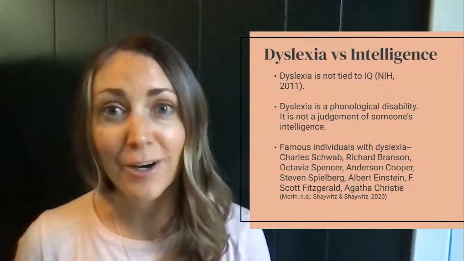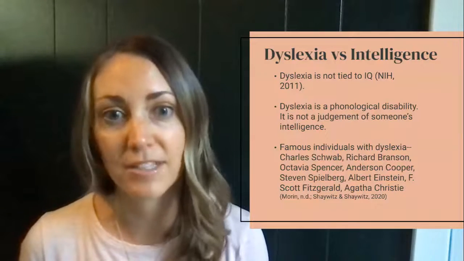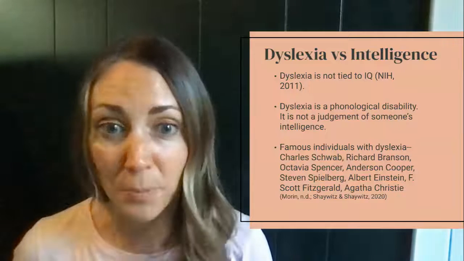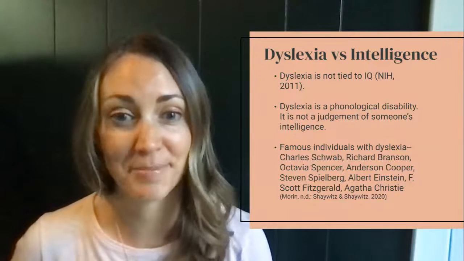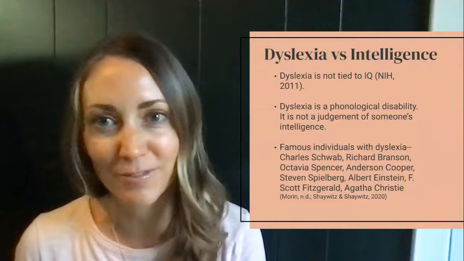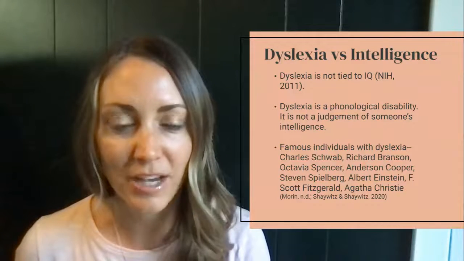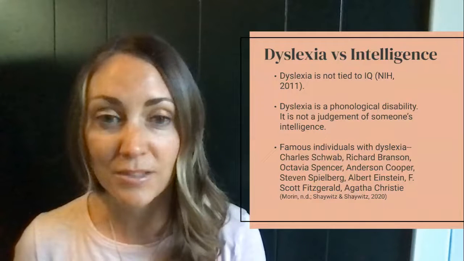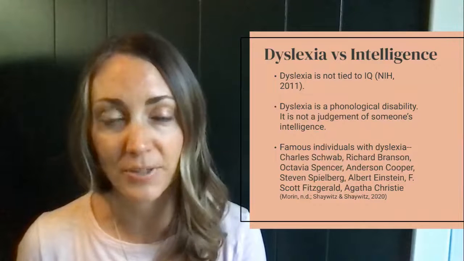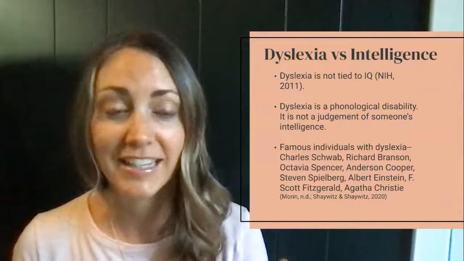And furthermore, there are many, many, many famous people who are incredibly successful and brilliant who have dyslexia. They include Charles Schwab, Richard Branson, Octavia Spencer, Anderson Cooper, Steven Spielberg, Einstein himself, which I didn't know that one. I was like, wow, if that's not a case that it's not a judgment of somebody's intelligence at all. It's just a phonological disability. And also F. Scott Fitzgerald and Agatha Christie. You'll notice a few of those people are writers or reporters. And so, despite this phonological disability, they have been able to pursue careers that heavily involve literacy.